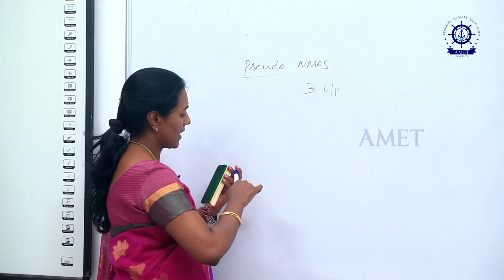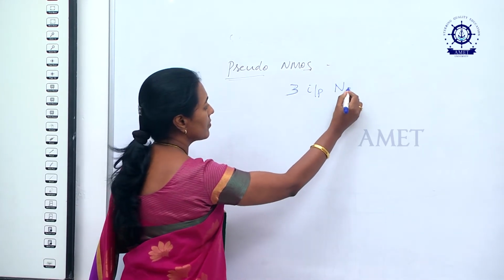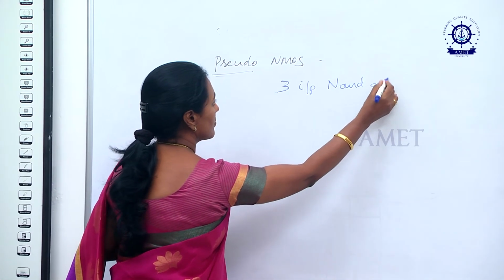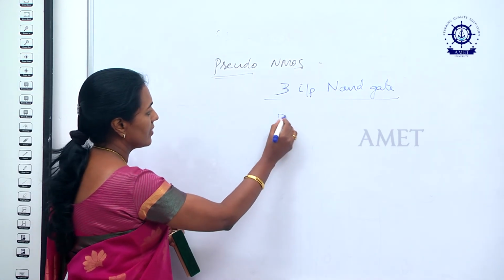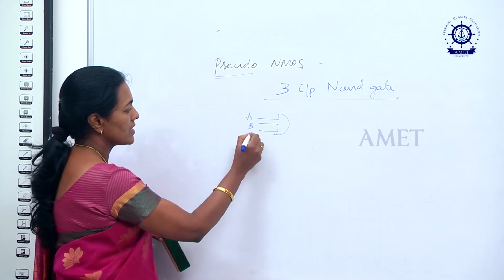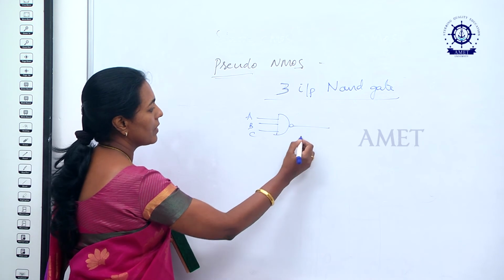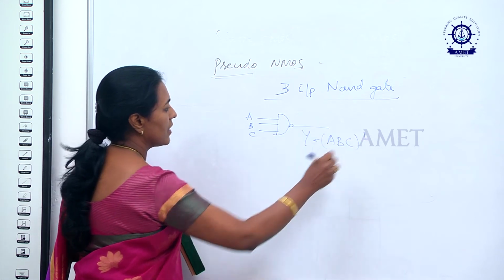For the 3 input NAND gate, first you have to draw the symbol of the NAND gate. It has got 3 inputs. Let us consider the inputs are A, B, C, followed by a bubble, Y is equal to (ABC) the whole dash.